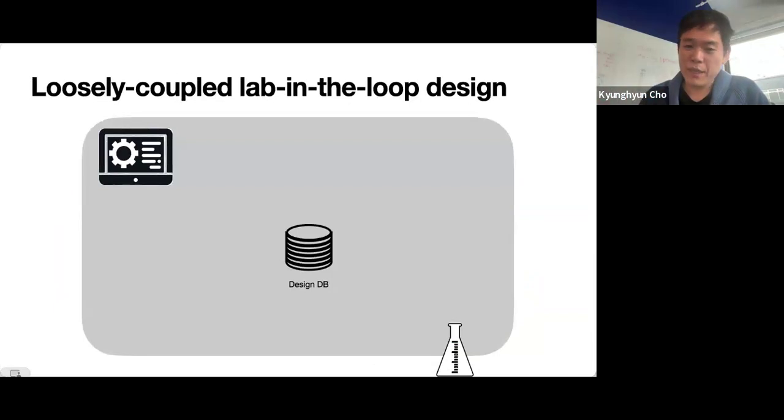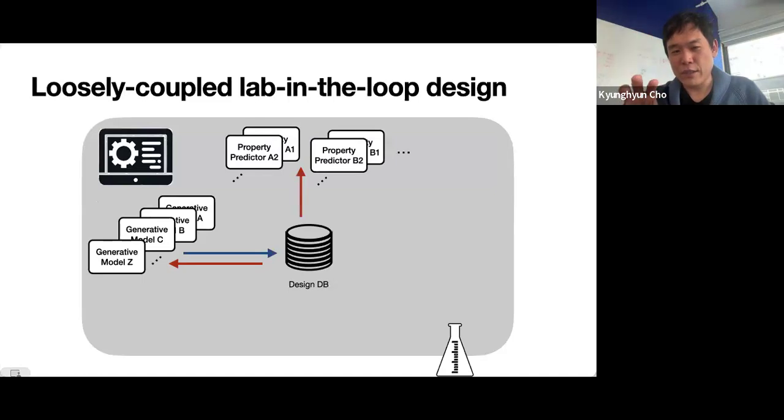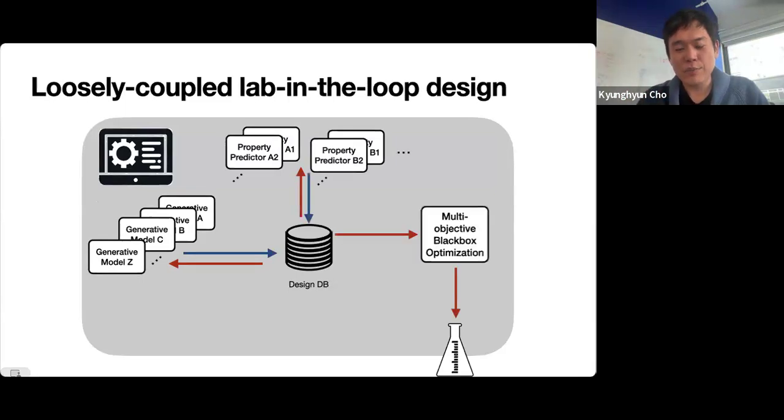So there's a design DB, and the sequences in the design DB are going to be used to train these generative models. And then these generative models are going to produce new designs based on those old designs. These new designs are saved in the design DB, and they are going to be scored by property predictors. Those property predictor scores are also stored in the design DB. Multi-objective black box optimization pulls all those new designs with their scores from the design DB and then sends a subset of that to the lab. Once the lab finishes the experimentation, all this feedback will semi-automatically come back into the design DB. And then we run it over and over.